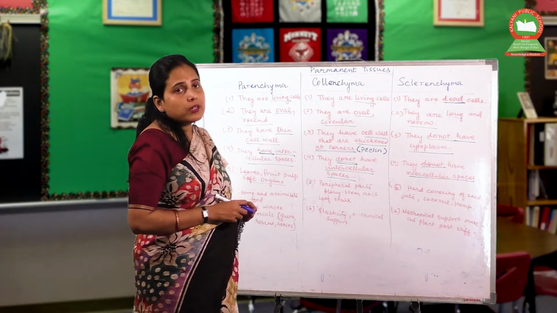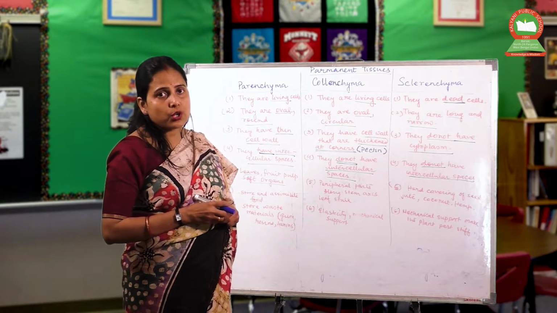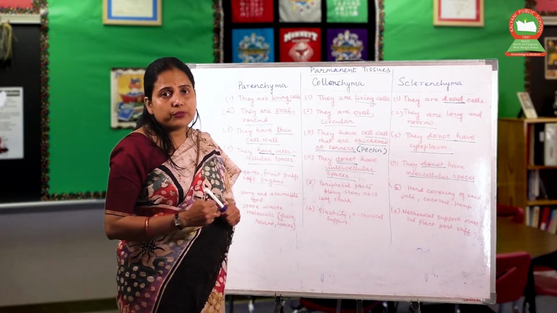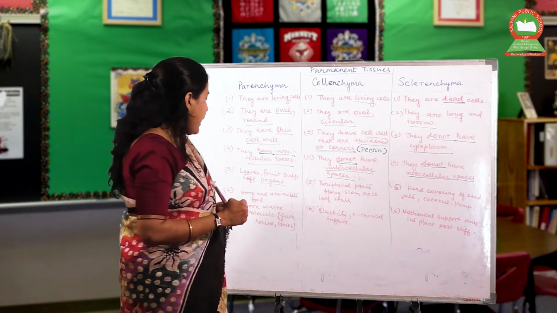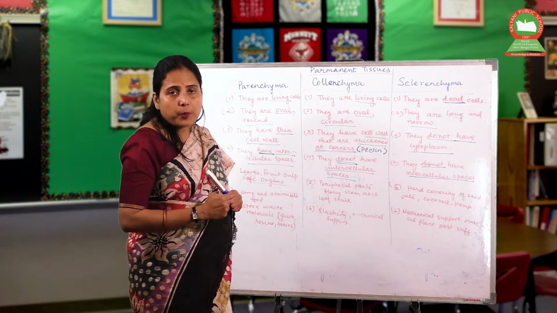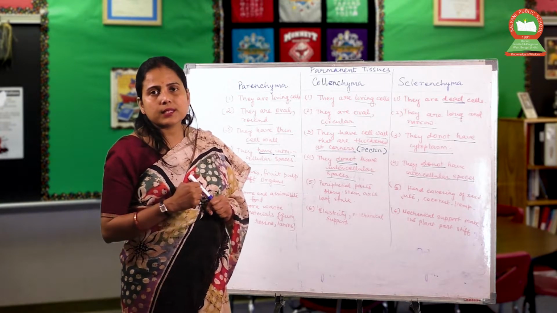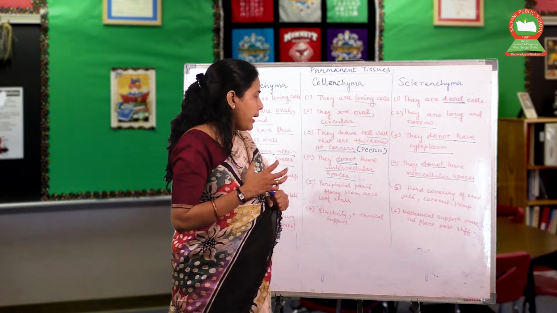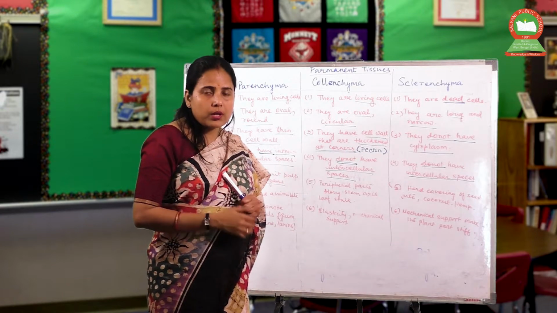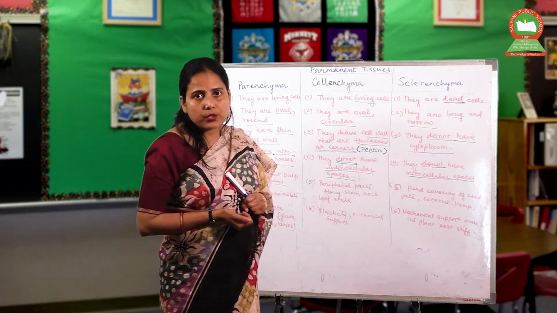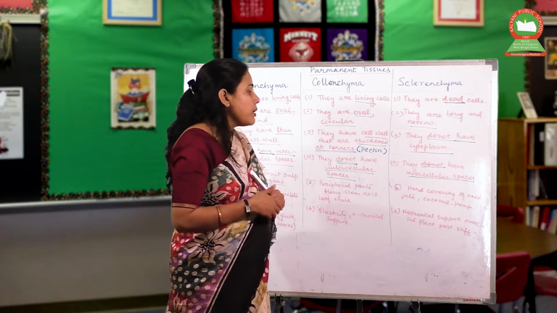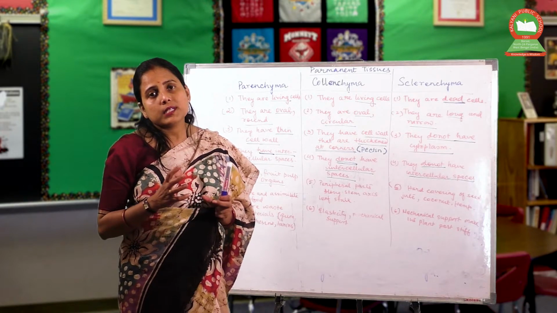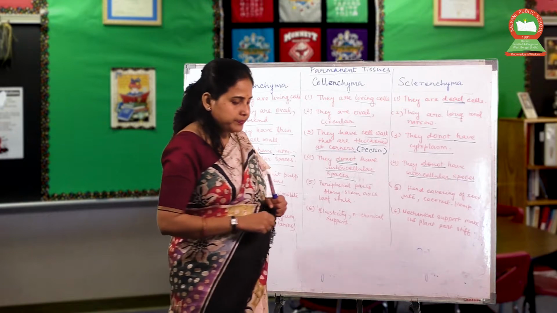Now what is the function? Let us discuss the functions of the tissues also. The major function of parenchyma tissues is to store food, to assimilate, and also they are responsible for storing waste materials such as gum, resins, tannins. The collenchyma tissues help in providing mechanical support as well as elasticity to the plant. The sclerenchyma tissues also provide mechanical support and they are responsible for the stiffness of the plant part.